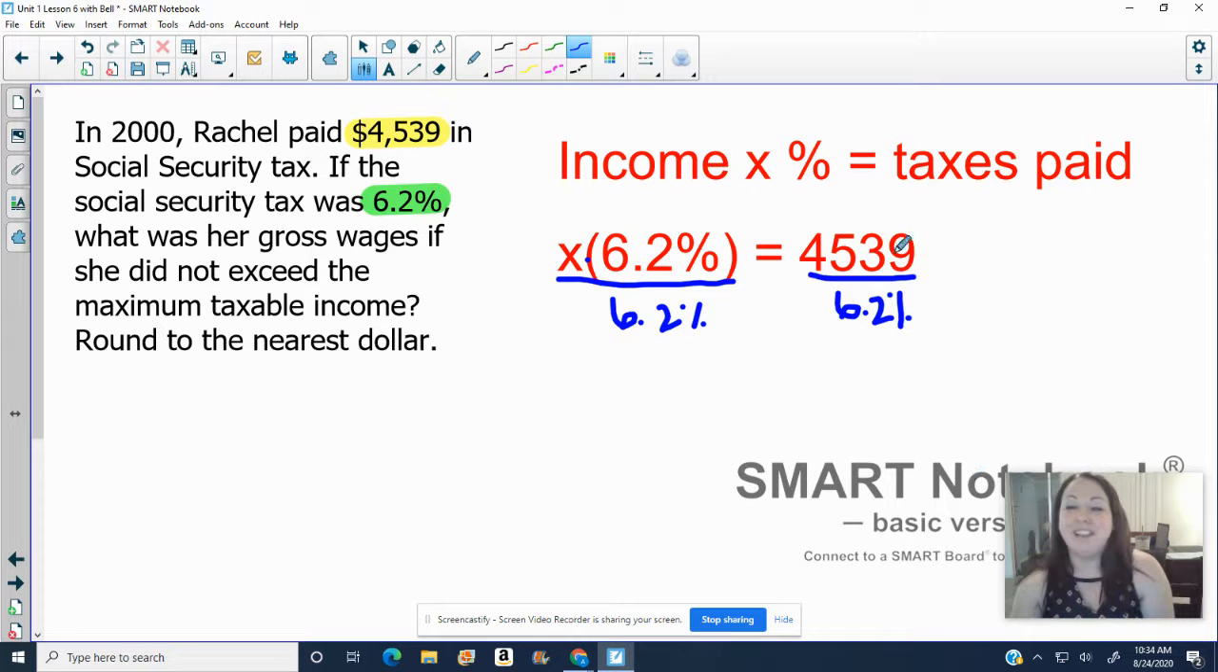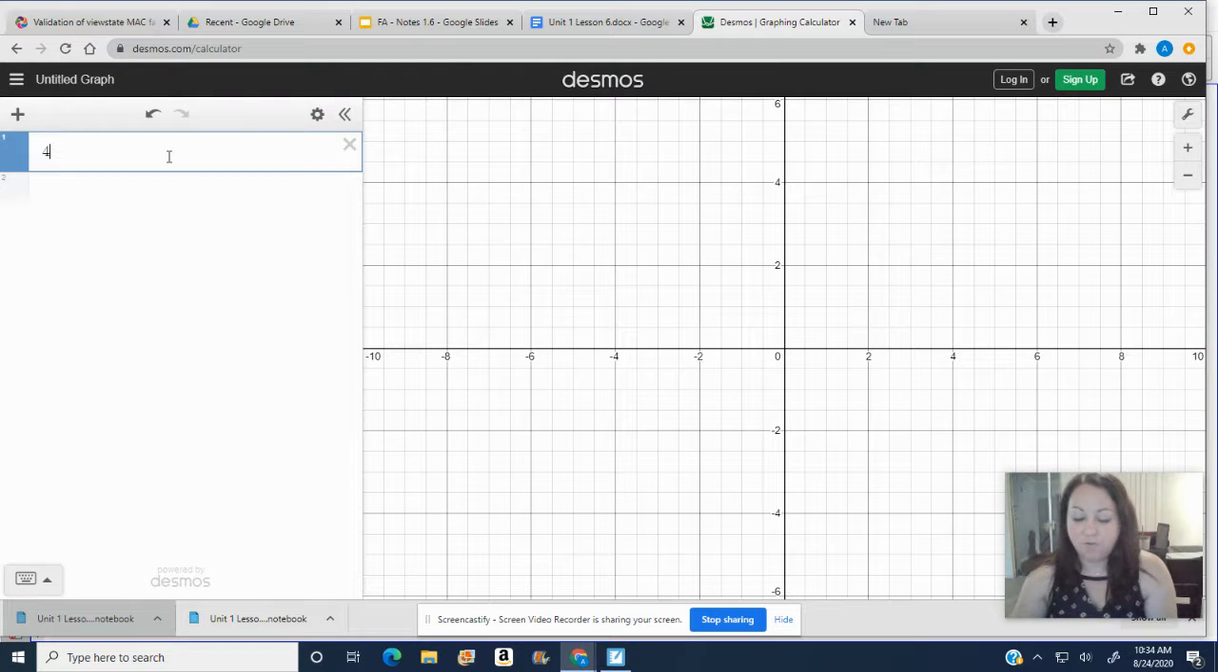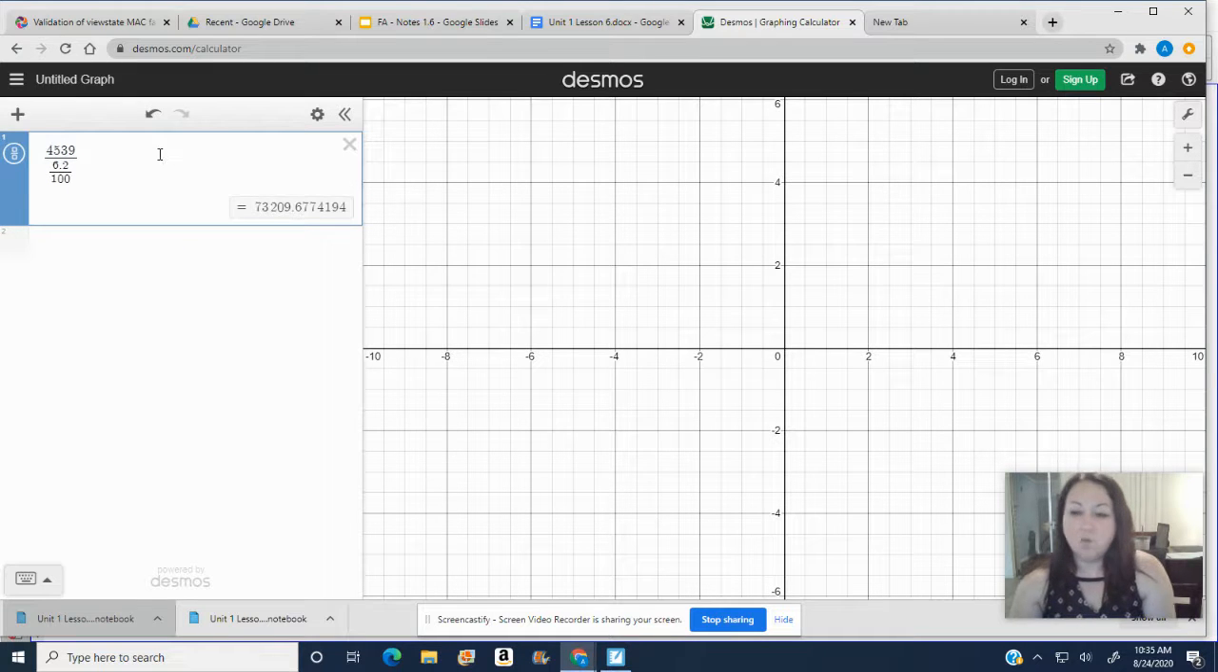Okay, so we are going to divide this off. So I'm going to go ahead and go over to Desmos to take care of that. So I'm going to take $4,539 and I'm going to divide by my percent. Easiest way to divide by or to make that percent work is to just take the 6.2 and divide it by 100. I know we don't really like fractions and fractions, but Desmos can handle that, so we'll just leave it be. Okay, so it looks like if I paid $4,539 in taxes at 6.2%, what I actually earned was $73,209 and then 0.677 cents.